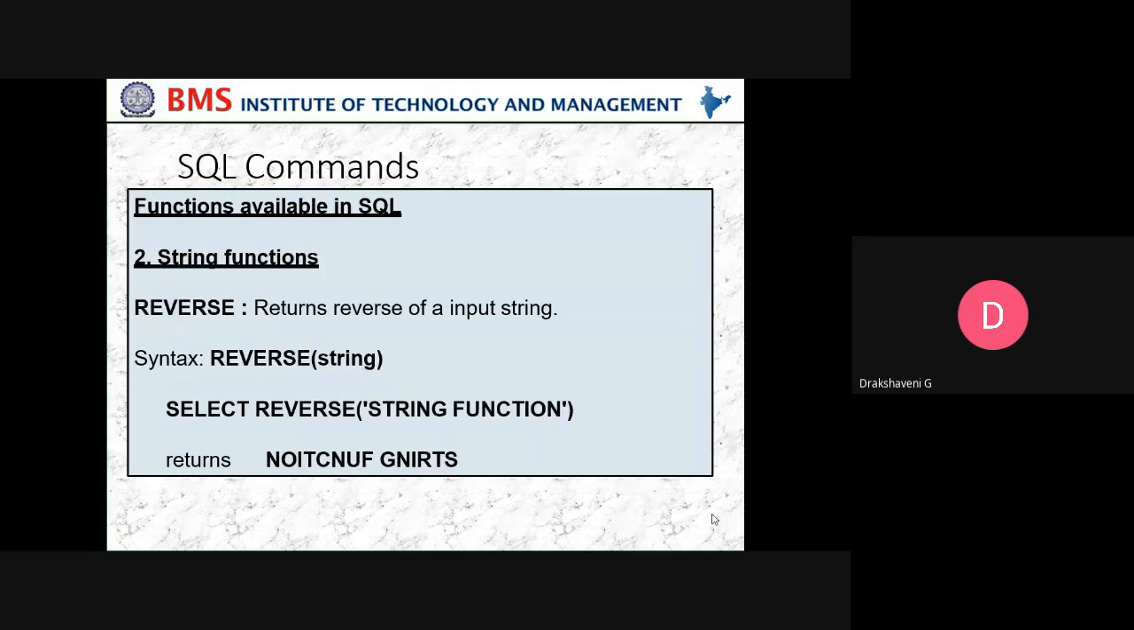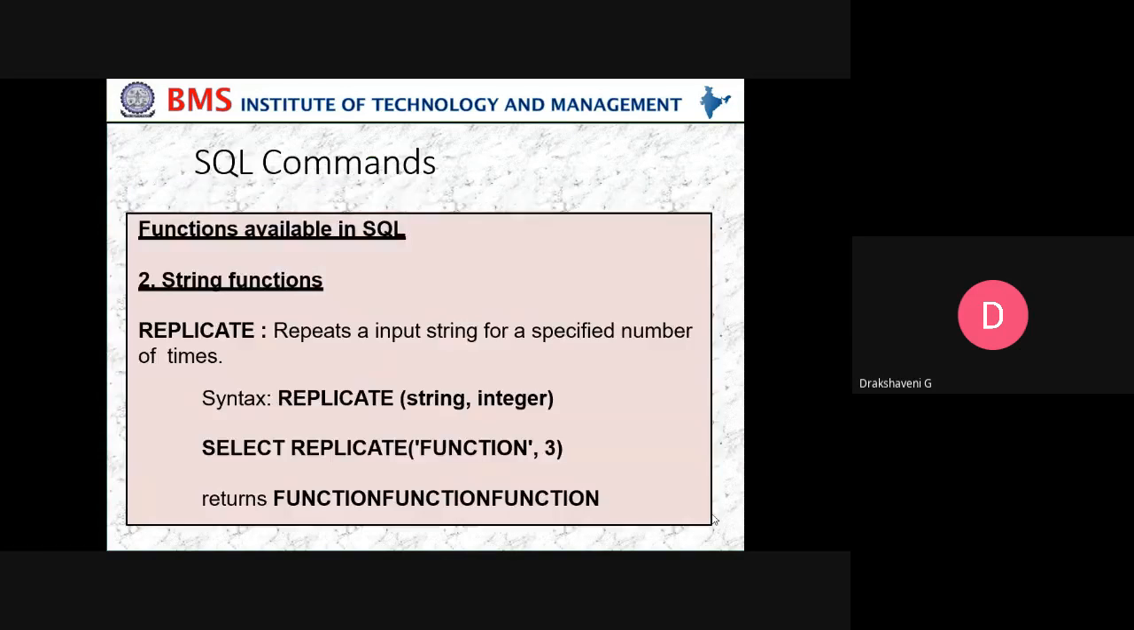The same way, I want to reverse a particular string. Then you can use reverse, and the string you want to reverse, you can give within the quotes. Then we have replicate. Sometimes I want to repeat the same thing 3 times. Something like you want to repeat this statement 5 times. Then we can use the replicate function. And you specify how many times you want it. So here it is 3 times. That is the function and 3 times.